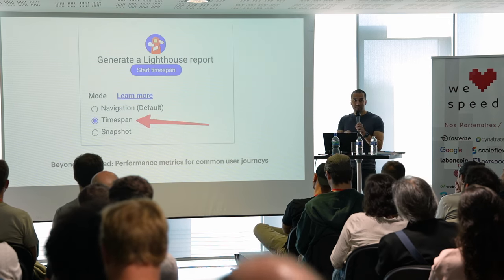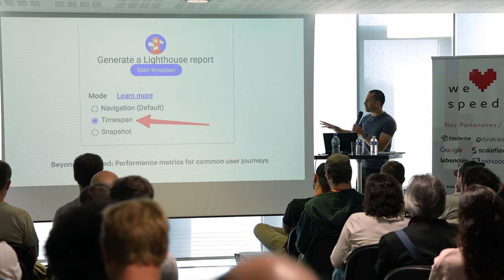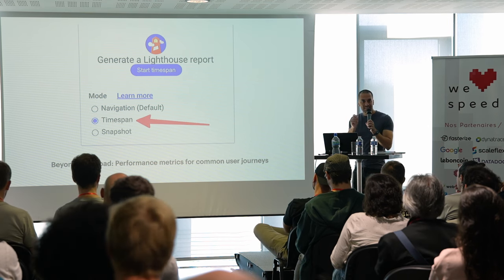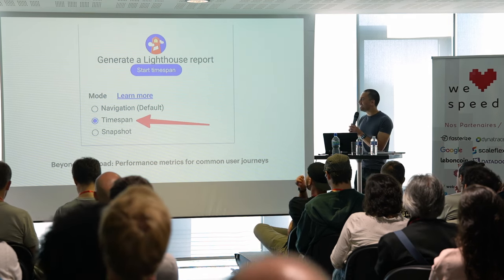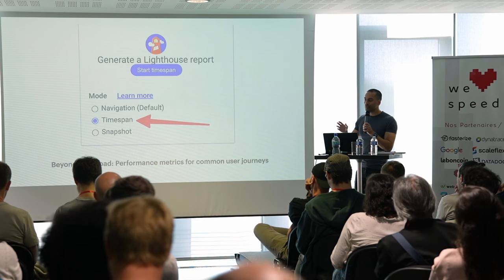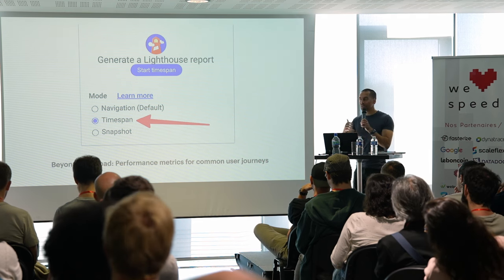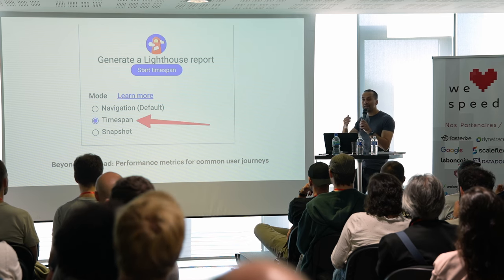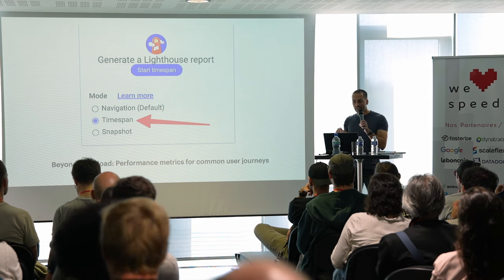In addition to a navigation report, I would also do a time span report. This is a little hidden feature in Lighthouse, which is really nice because we shouldn't just care about page load. We also need to care about the rest of the page lifecycle. Some of the best performing websites that I know get atrocious after page load. And it's because they have so much, dare I say it, JavaScript. So just be mindful, record a time span report, and then start doing common user interactions.